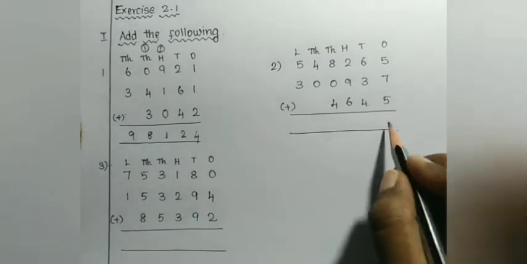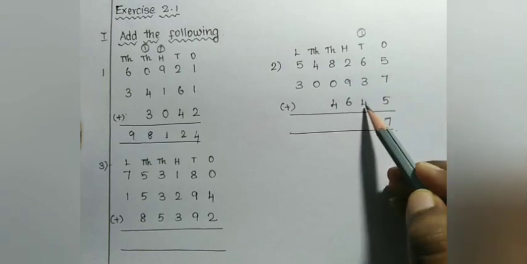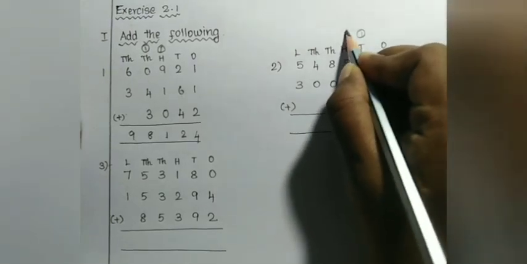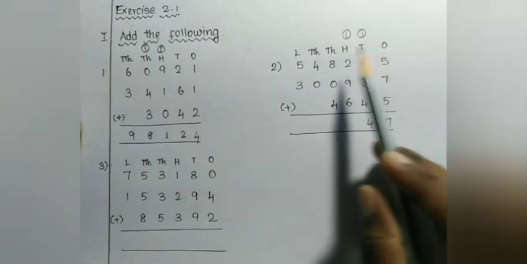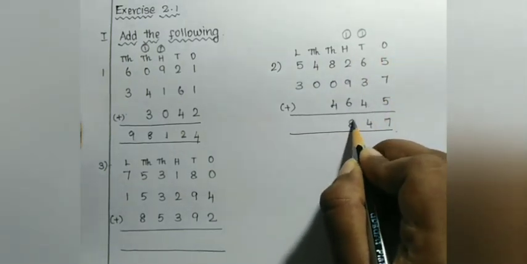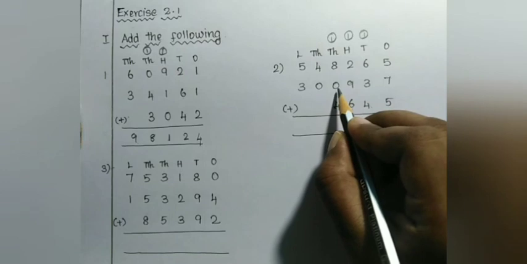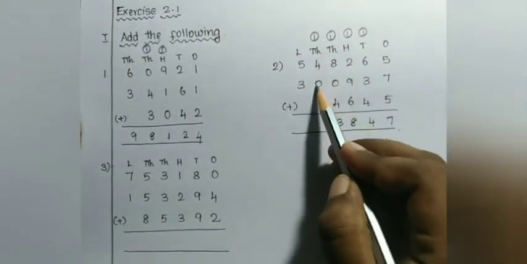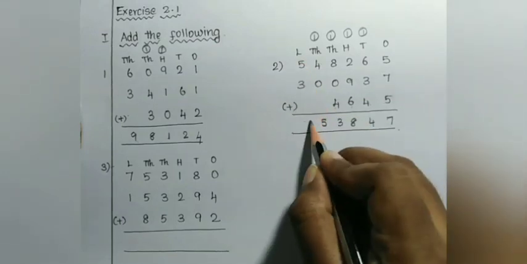Here in ones position, 5 plus 7 is 12. 12 plus 5 is 17. 6 plus 3, 9. 9 plus 4, 13. 13 plus 1, 14. 2 plus 9, 11. 11 plus 6, 17. 17 plus 1, 18. 8 in hundreds position and 1 goes to the thousands position. 8 plus 0, 8. Plus 4, 12. Plus 1, 13. 1 to the carryover. 4 plus 0, 4. Plus 1, 5. And lakhs position, 5 plus 3 is 8.